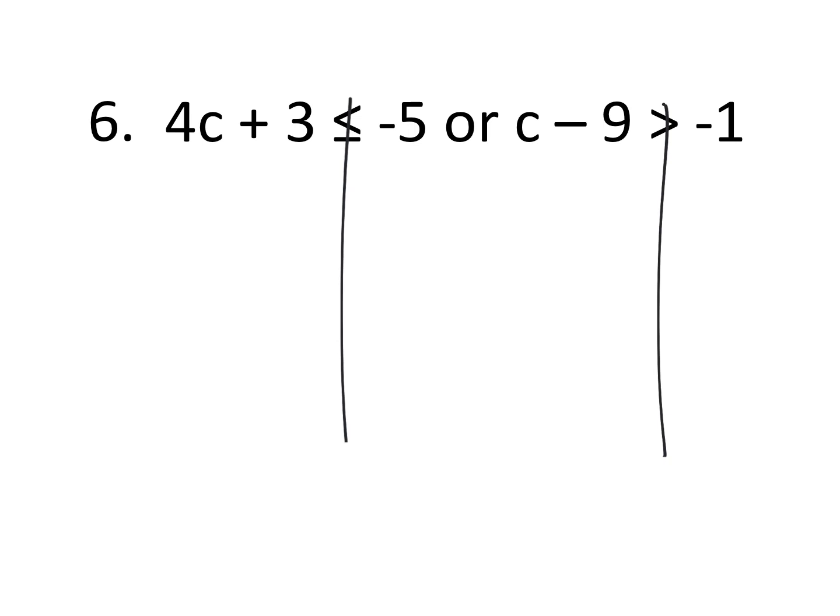Okay, you have two inequalities. It's different because it has this or in the middle, and so you will solve them separately. We will do one at a time. Okay, let's do the one on the left first. I see plus 3, so I should subtract. And that would get me 4c is less than or equal to -8.